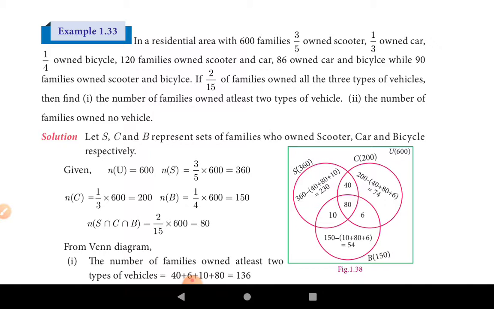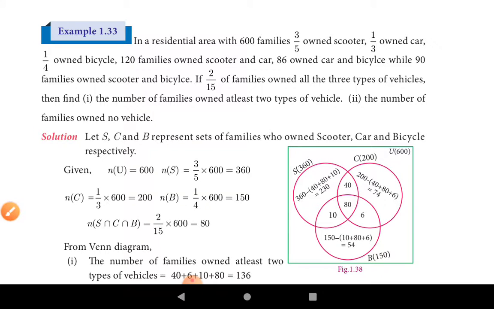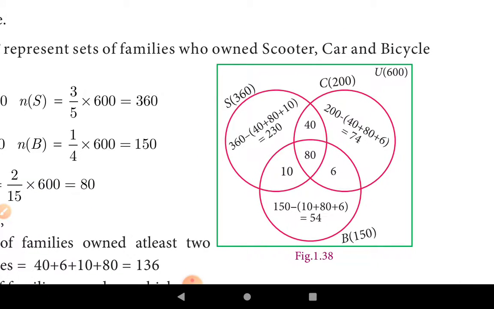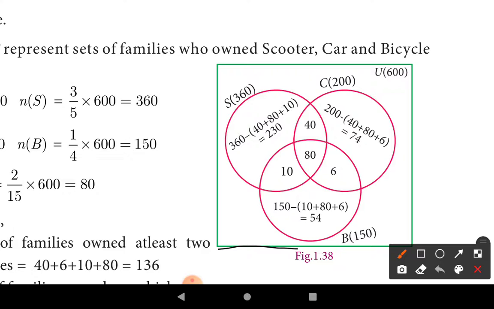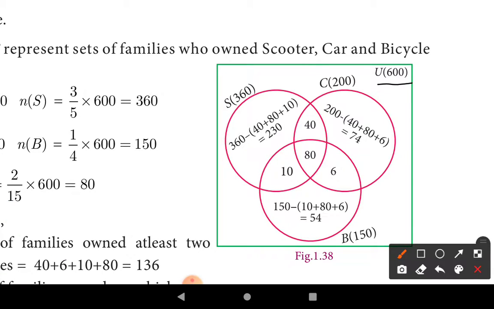Okay, now you see already in the question they mentioned there are 600 families. So in that case we have to make a box when we draw a Venn diagram, and name it the universal set. In the last example we didn't draw the box, but in this example we have to draw the box, which is the universal set. You can see this box with the green line. We name it universal U. And how many families are there? 600 families. So out of the 600 families, these people are using bicycle, car and scooter.